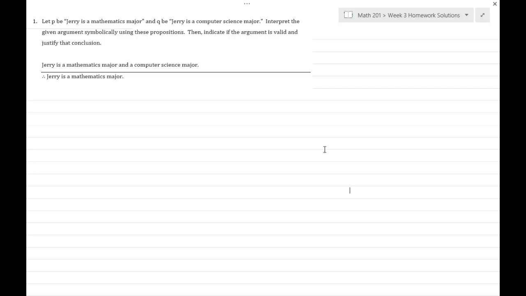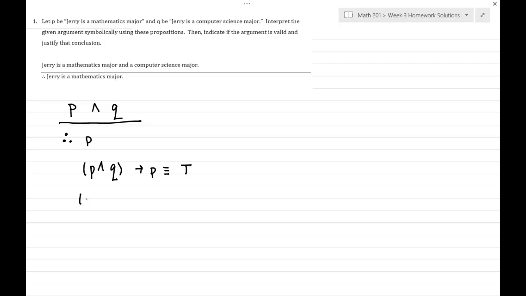So if I write this out symbolically, Jerry is a mathematics major is represented by our proposition P. Jerry is a computer science major is represented by our proposition Q. And we're saying therefore P. So this corresponding implication is I take my premises, I've only got one premise now, but if I had another one I'd join it by AND, and then my conclusion, and show that it's a tautology. So I could do this with a truth table.